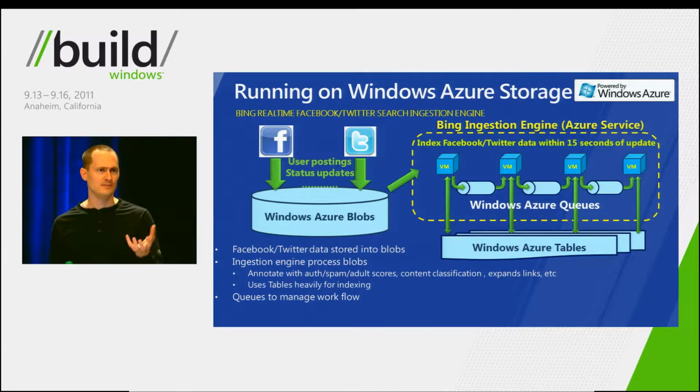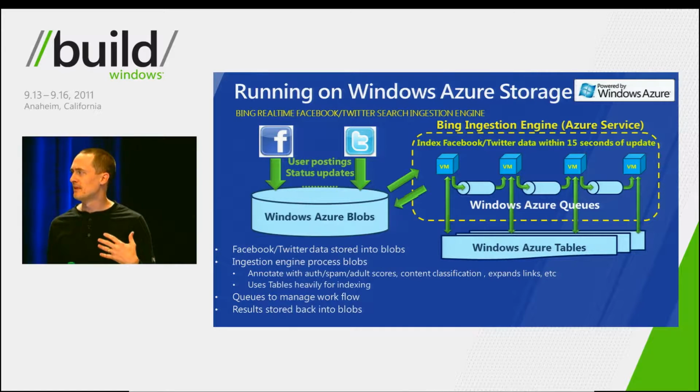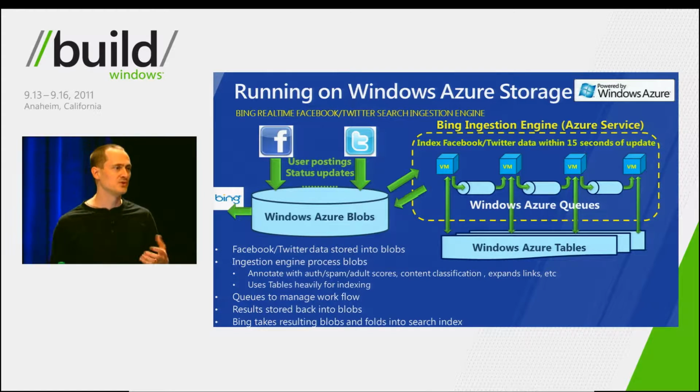Once they actually have an index for a set of Twitter tweets or Facebook posts, they then put these back into blobs. And then the Bing engine consumes those blobs and folds them into their index, and then they make it searchable within 15 seconds of you actually doing your tweet or post.